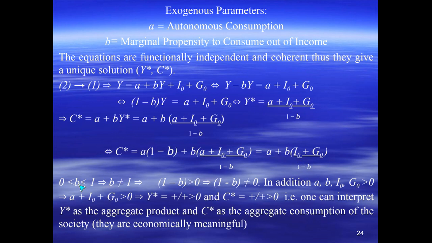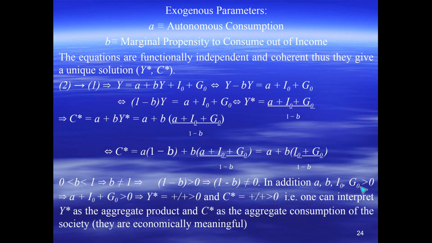All right. Since b is between 0 and 1, b is not equal to 1. We don't allow b to be 1. So the denominator cannot be 0 if b is less than 1, and the solutions exist. They are not undefined or undetermined. Since b is less than 1, 1 minus b is positive, and 1 minus b is not equal to 0.